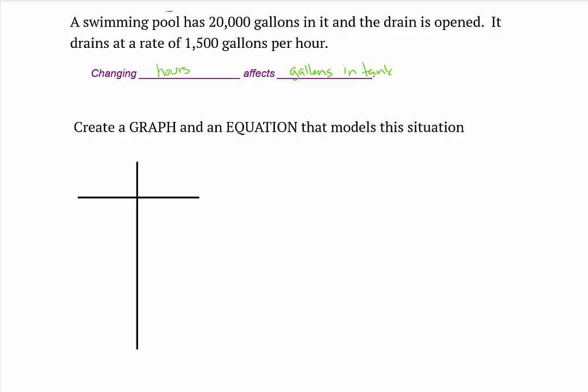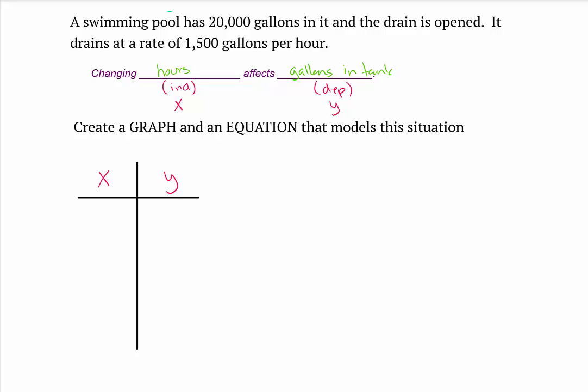And so those would become what we call our independent and dependent variables. The hours would be our independent variable, because it's the controlling one, and the one that it affects would be our dependent variable. And in general, we're going to call the independent variable x and the dependent variable y. So let's make a table to try to analyze this relationship, write an equation, and make a graph.